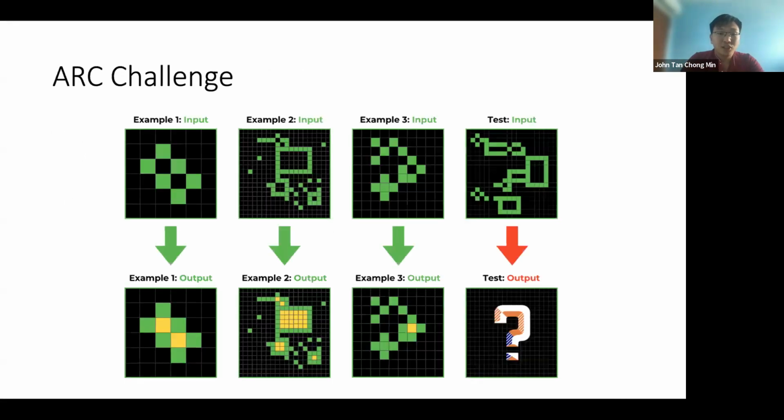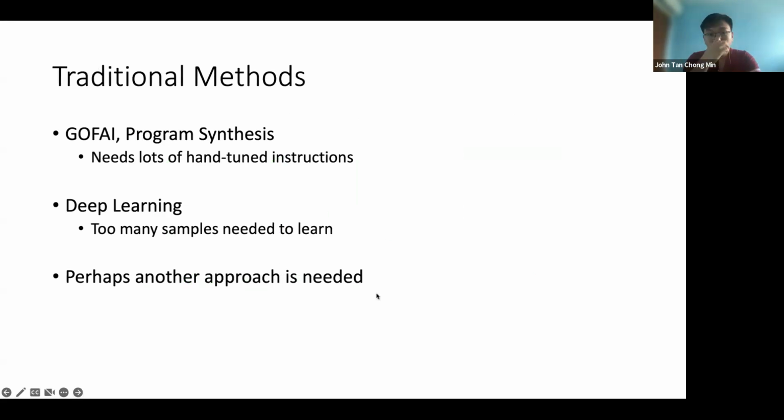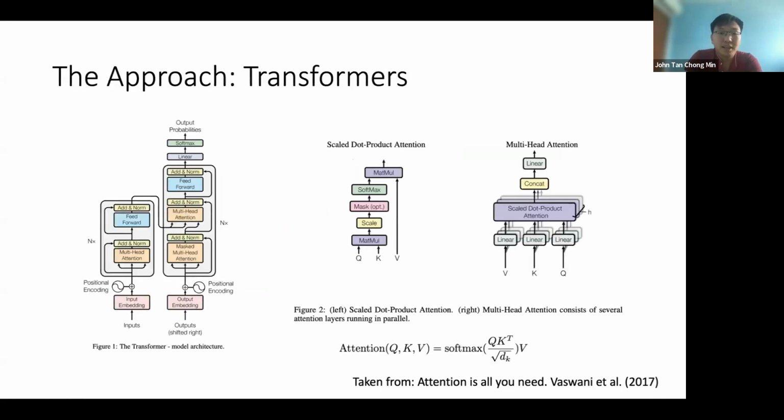So you look at the ARC challenge here, they only give you 3 input-output examples. Okay, that's not going to happen. Deep learning is not going to solve it well, right? Because there are just too few samples. So what is the kind of approach that might solve it? I believe you must combine the merits of both approaches. And that's why I've come to think that maybe transformers could solve it.